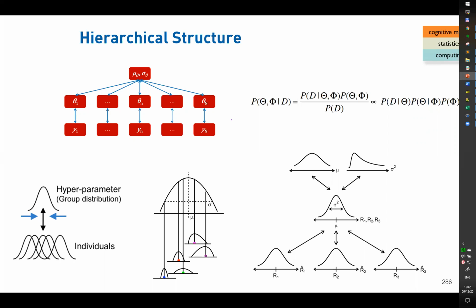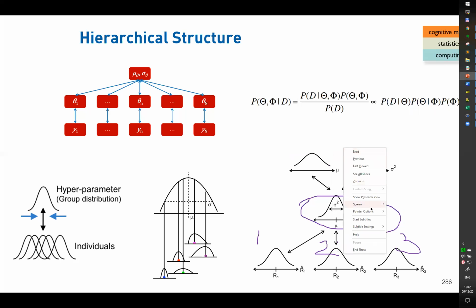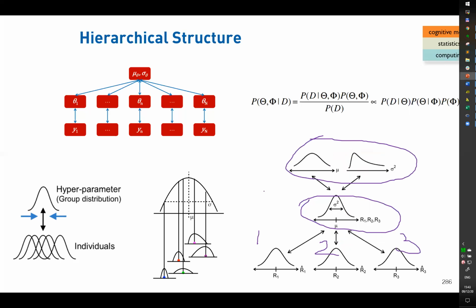Maybe let me summarize first. So we fit a model to the data, right? And we are considering the individuals. They are from a common group. So here, individual 1, 2, 3, they are from a group. So when we are considering the group level, then that is hierarchical fitting. And additionally, because we are doing Bayesian parameter fitting, we need priors, which is reflected at the top. This is the prior, okay?